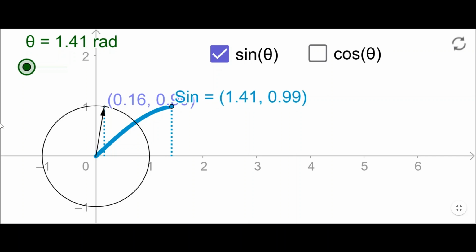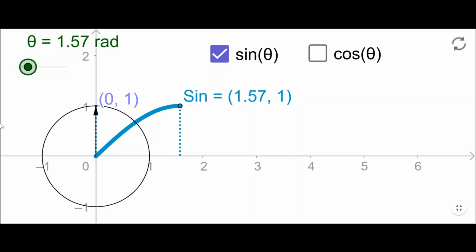All right. So let me keep rotating around. Once we hit the top of the unit circle, which is 1.57 radians, the coordinate at the top has a y-coordinate of 1. And so we see that paired together for our sine function. We're moving along the x-axis over to 1.57, and the y-coordinate is a 1.